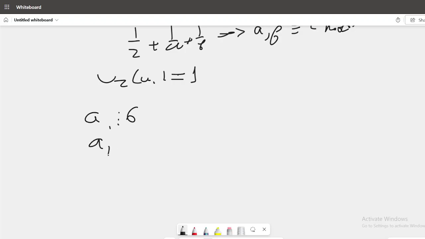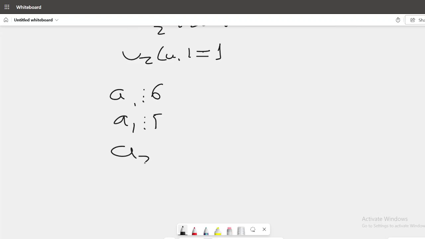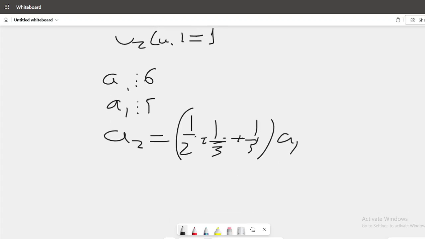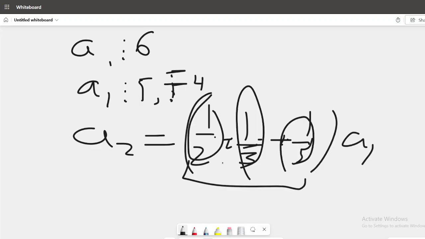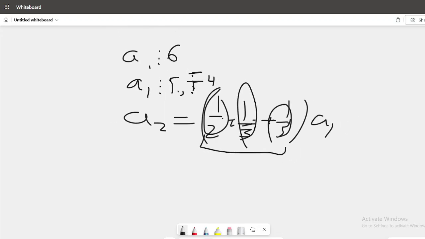Now suppose a1 is divisible by 5. Well, what will happen? a2 will be (1/2 + 1/3 + 1/5) times a1. But suppose a1 is divisible by 5 but isn't divisible by 4. Well, if this happens, then this thing is odd, right? This is even, this is even, this is odd. So if it's divisible by 5, it must be divisible by 4 as well.